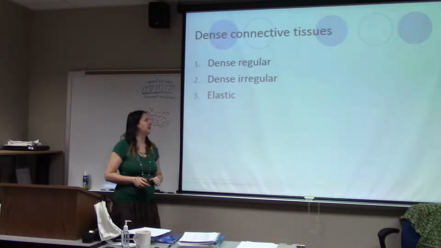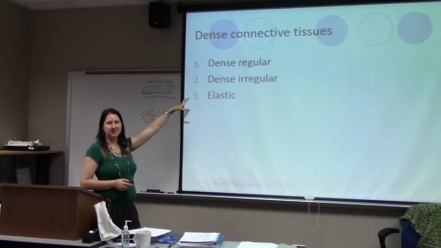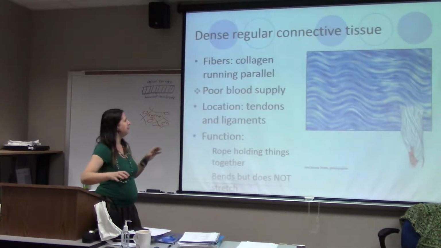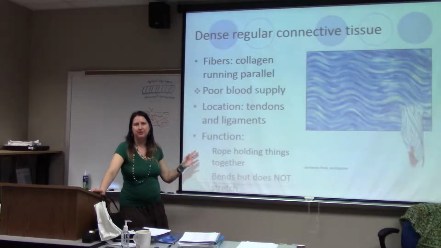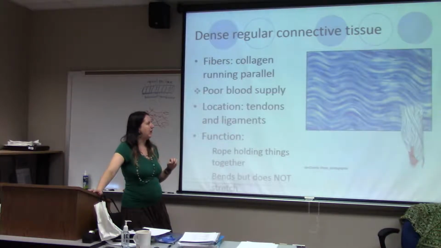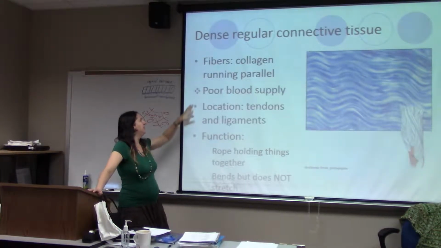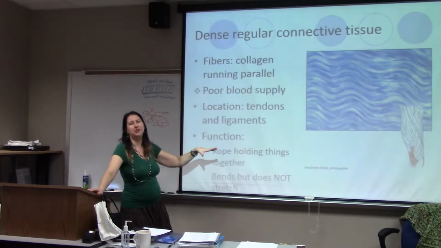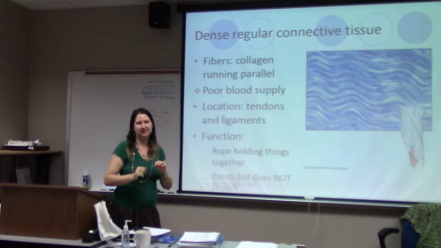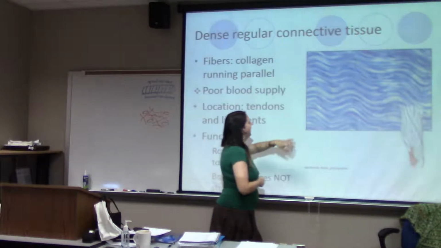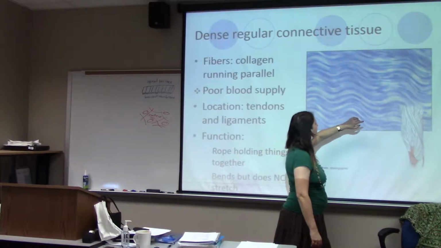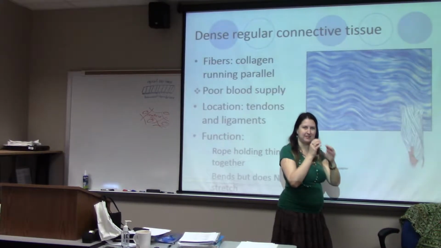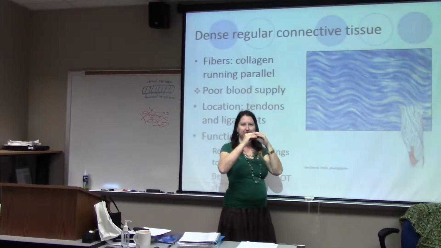Okay. Dense connective tissues: dense regular, dense irregular, elastic. Dense regular has collagen fibers running parallel. Often they look wavy. This is one of the few that has a poor blood supply. The fibers are so tightly packed that there's no room for vessels. Sometimes you can barely even see the cells. Where there's a few darker, short spots, those are the nuclei squished into ovals.